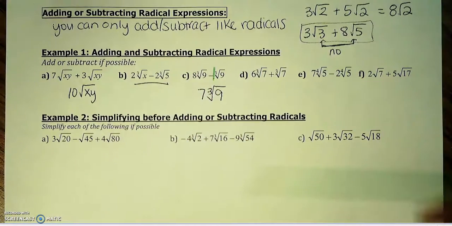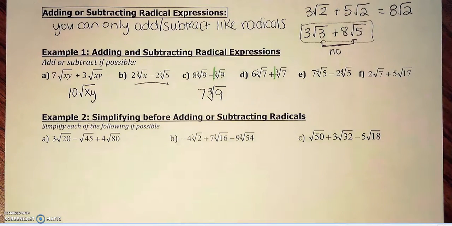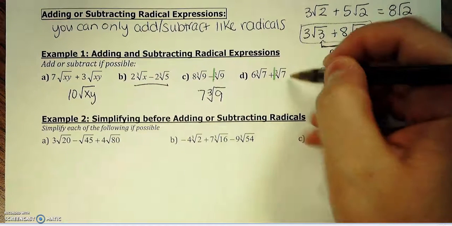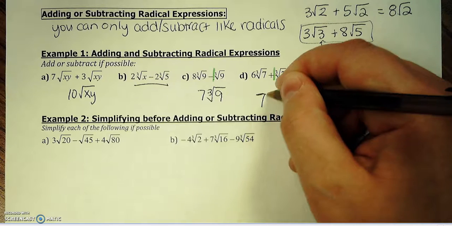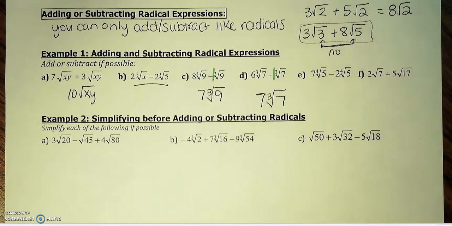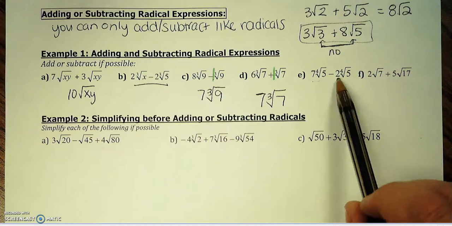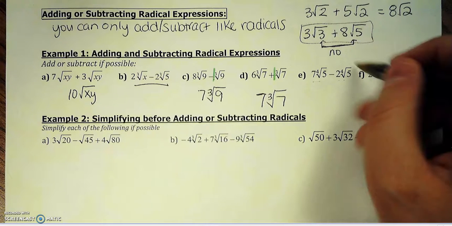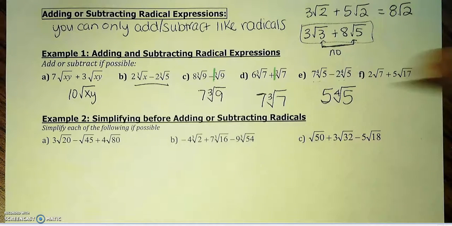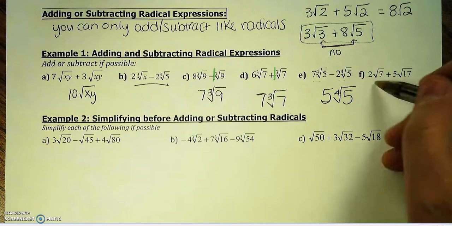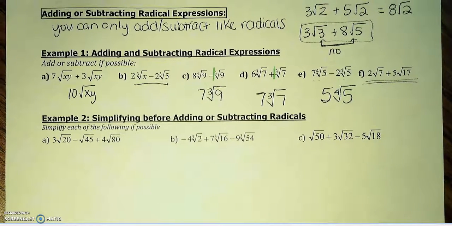Same kind of concept here. I just have 1 cube root of 7 added to 6 cube roots of 7. These have exactly the same thing under the radical, so we can do that. This would be 7 cube roots of 7. I have 7 fourth roots of 5 minus 2 fourth roots of 5. These have exactly the same thing under the root. This would be 5 fourth roots of 5. And then the final question here, that's as simplified as it can get because we do not have the same thing under the radical.